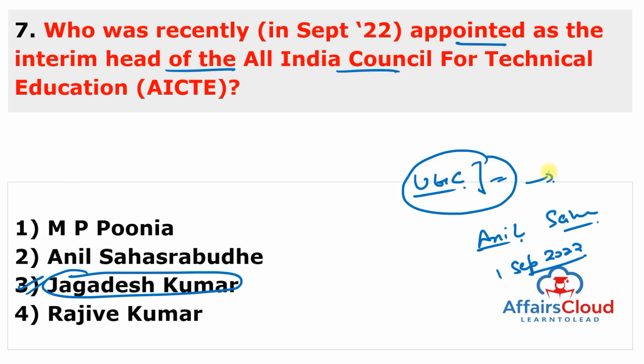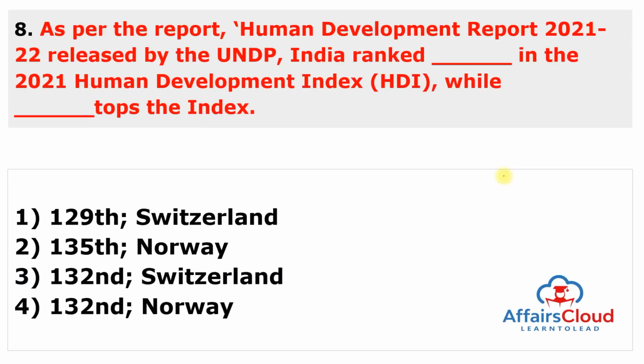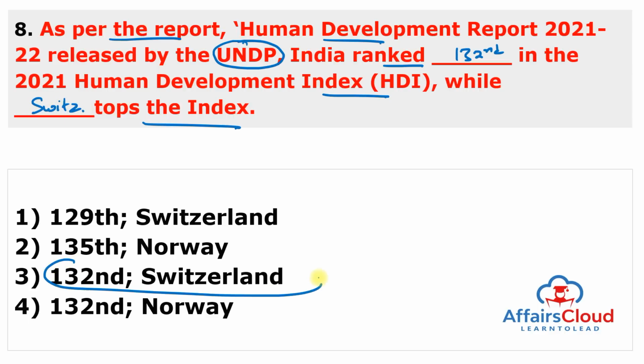So just remember the former chairman of this AICTE or former head of this AICTE was Anil, but now UGC chairman Jagadish Kumar will act as the temporary or the interim head of this organization. Moving to next question. As per the Human Development Report of 2021-22 released by United Nations Development Programme, India ranked Dash in the 2021 HDI report while Dash tops the index. So, India's rank is 132nd and the top country is Switzerland. So, answer of this question is 3.